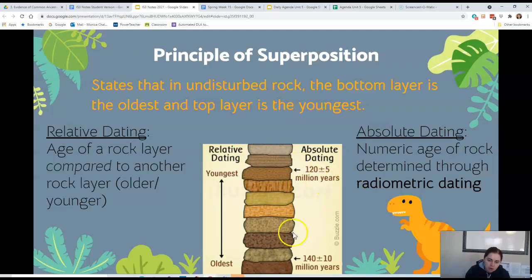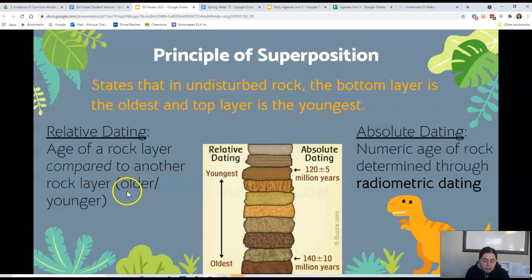So we have layers of rock here, and if you were to be looking at maybe a cliff and you were down at the bottom of the cliff, you'd be looking way back in time at the bottom, and at the top of the cliff, that would be the brand new topsoil that had been laid down.